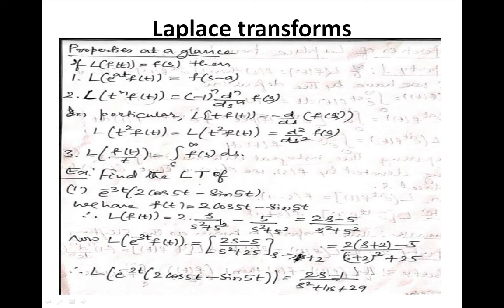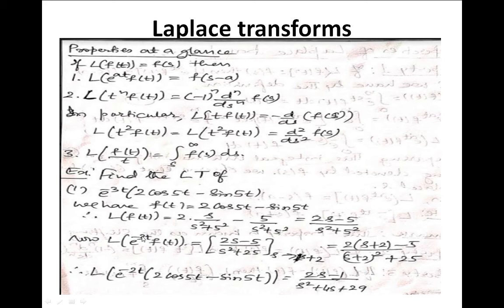Take its Laplace. What is cos at? S upon s square plus a square. What is sin at? A upon s square plus a square, where a is equal to 5 in both cases. Just observe here. You can take the results from the basic properties of the Laplace transformation. Take the LCM between them. Then apply the Laplace transformation. What shall we do? Take the coefficient of t under exponential. This is F of s. Yes, put F of s here.